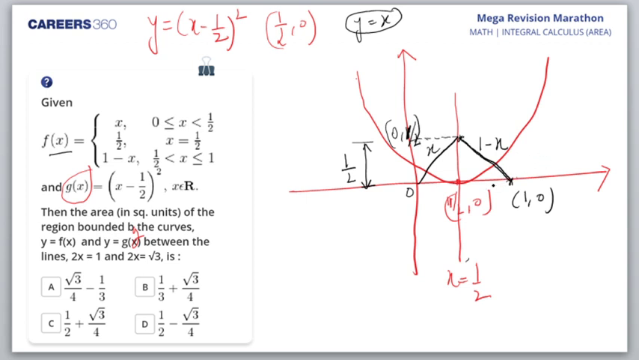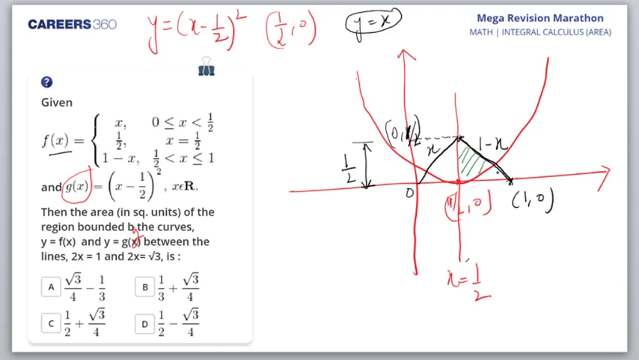Now, what do we have? What do we want? We want the area bounded by f(x) and g(x). So what would it be? It would be this portion only, a slice of it. This is the portion I am interested in.